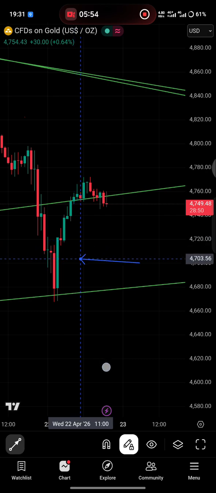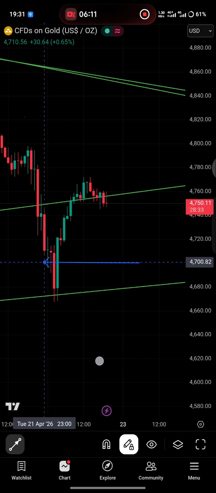So if you're impatient, if you're not patient enough to wait on the 4 hour chart, at the least go to the 1 hour chart, but not lower than that, because lower than that carries a lot of risk. Okay, so the least you could do is the 1 hour time frame.